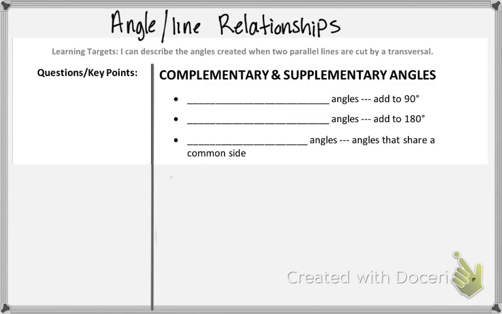Okay, today we are going to be talking about angle and line relationships. Our learning target is: I can describe the angles created when two parallel lines are cut by a transversal. Okay, so let's look at complementary and supplementary angles.